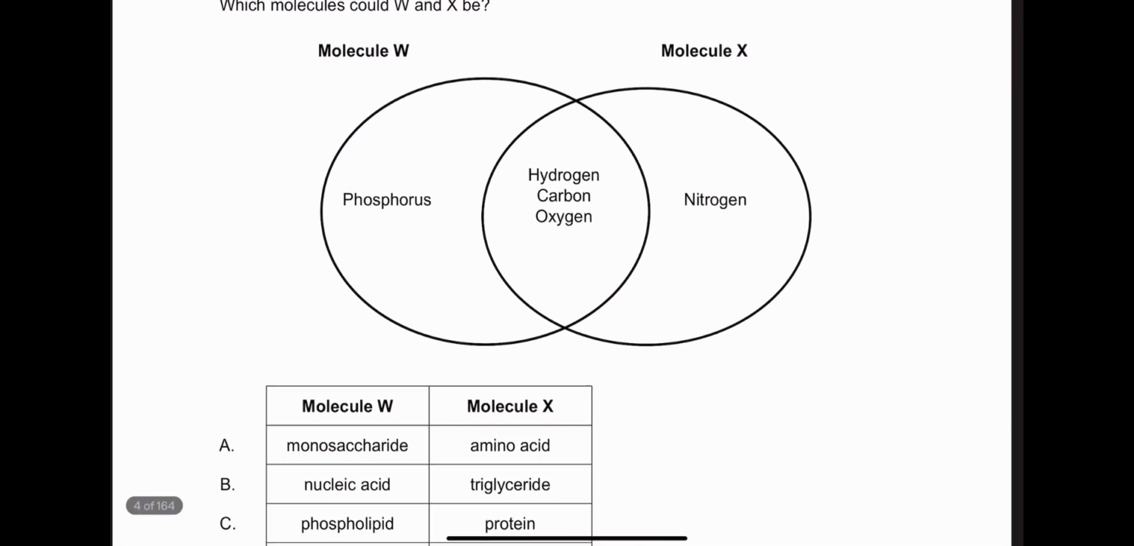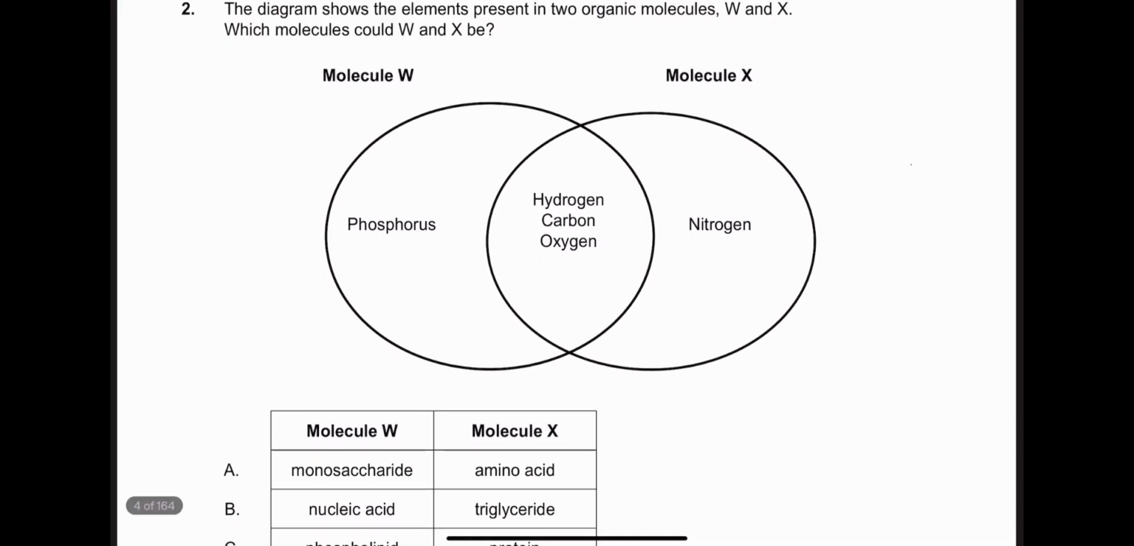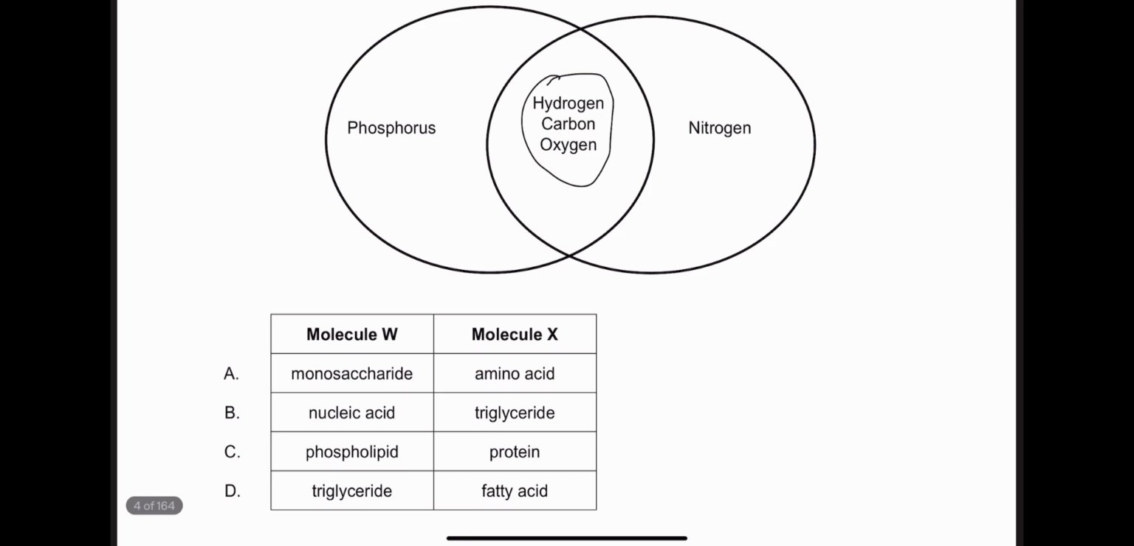Okay. This diagram shows the elements present in two organic molecules, W and X. Which molecules could W and X be? So you can see W contains phosphorus, carbon, oxygen, hydrogen, X contains nitrogen, and they both share these elements in the middle. And so let's just go through it by looking through each of these options and seeing which ones are plausible.